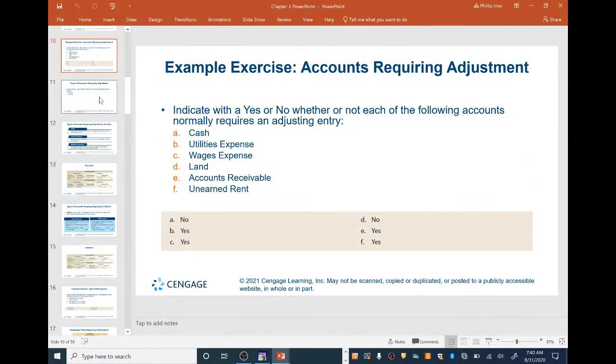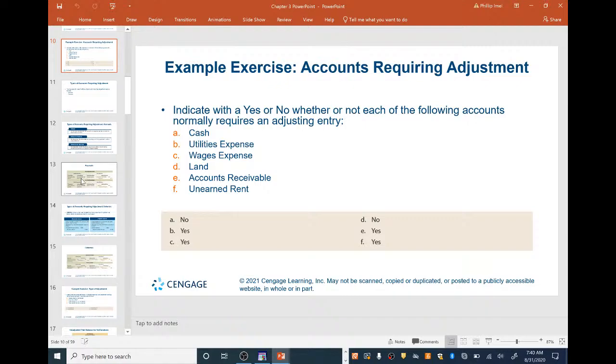So let's look at that. Accounts requiring adjustment. Let's just look through here. I know we have the answers on the bottom here, but let's just talk about them for a minute. Indicate with a yes or no whether or not each of the following accounts normally requires an adjusting entry. Cash, we know that's an asset. It's the most liquid asset for a company. So cash is not going to require an adjustment. Cash is what it is. Your balance is what the balance is.